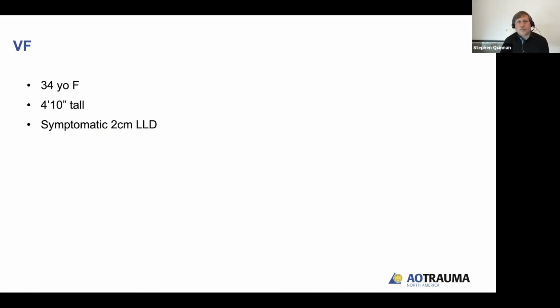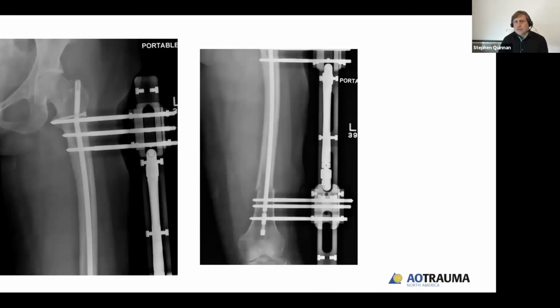So one, this is a 34-year-old woman. She's 4 foot 10 inches tall, and she's got a 2 centimeter leg length discrepancy. So this is quite a while ago, and at the time, I didn't have the internal nails that we have now. But you see, this is a good example of what lengthening over nails would look like.